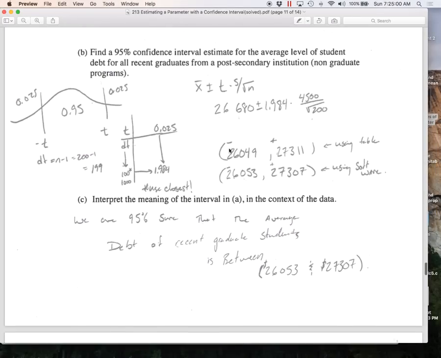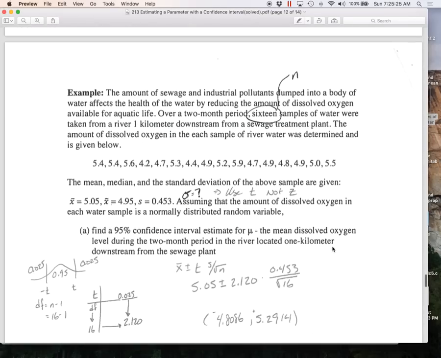Here's what I did. Here's what I got when I was using the table values. Okay, here's what I got when I was using the software. You can see there's a little bit of rounding error. I really couldn't find the exact degree of freedom that I was really looking for. I did the best I could. You can see that there's not a huge amount of difference, but there is a little bit. Okay, so interpret the meaning. We're 95% sure the average debt of all recent graduates is between these two values.